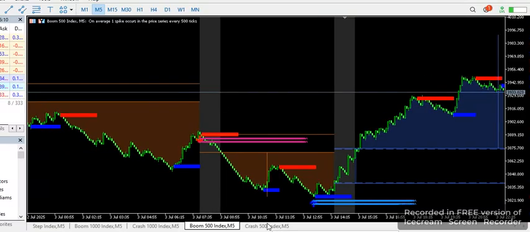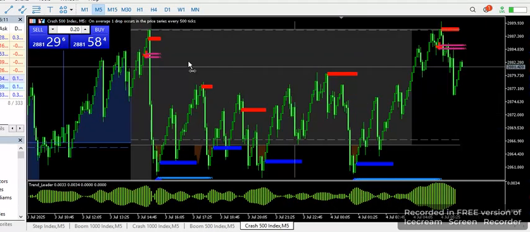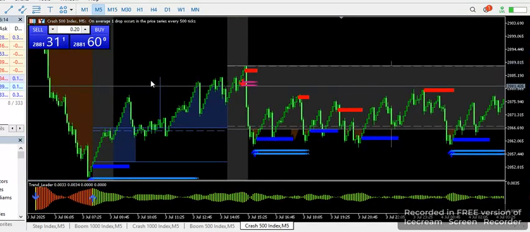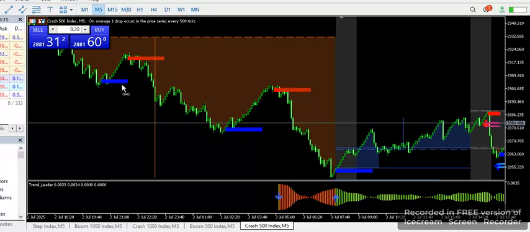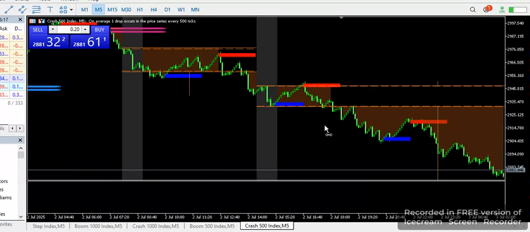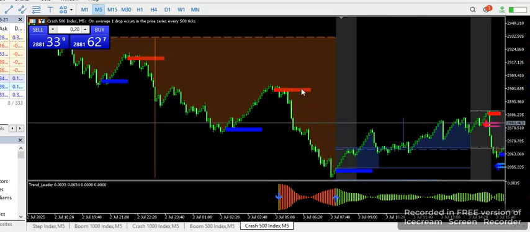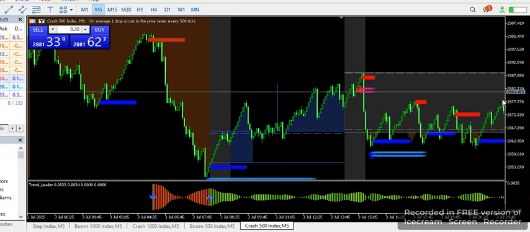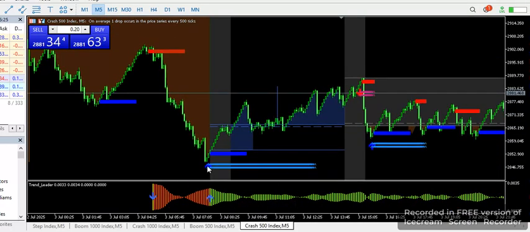Let me show you on Crash 500. This is the long trend and this is the short one. You can see this is the long one and this is the short one. You can see what happened here. The one I took yesterday was this, and the reason why I take this is that immediately this black light prints, the long trend is up here.